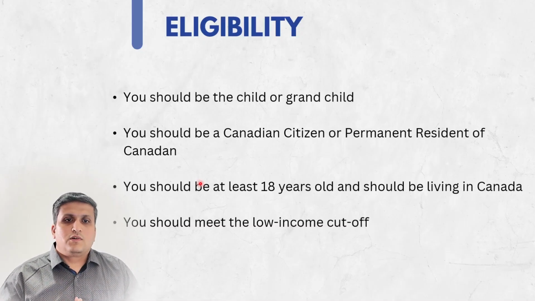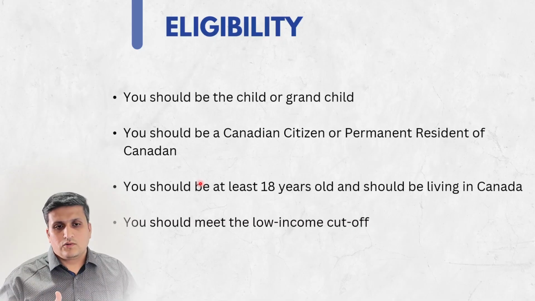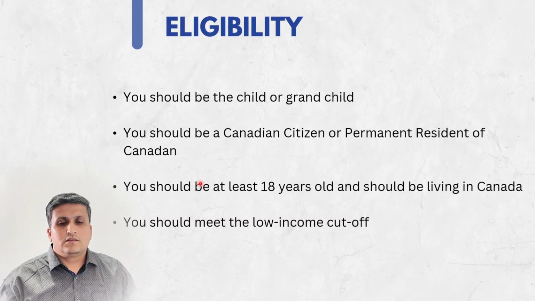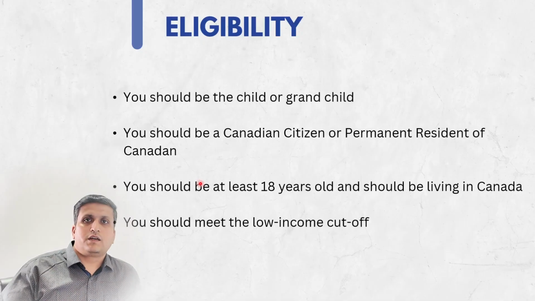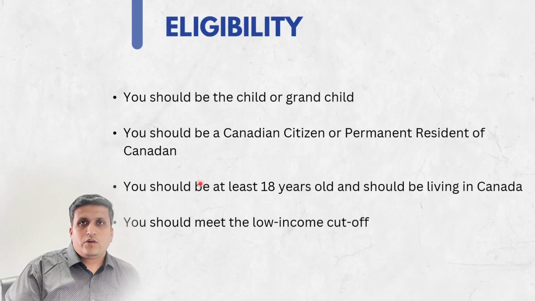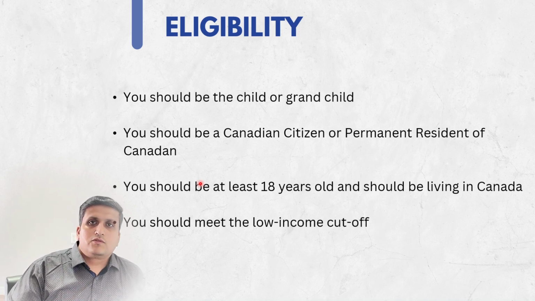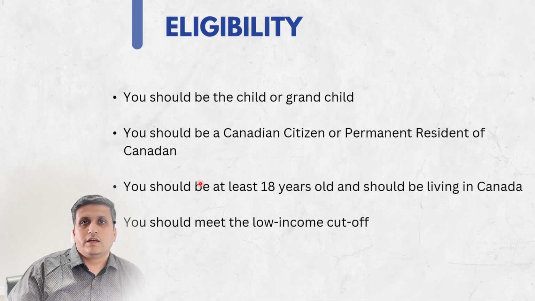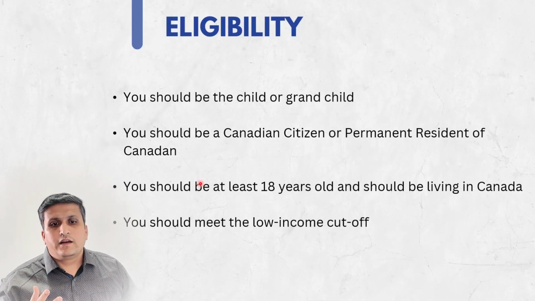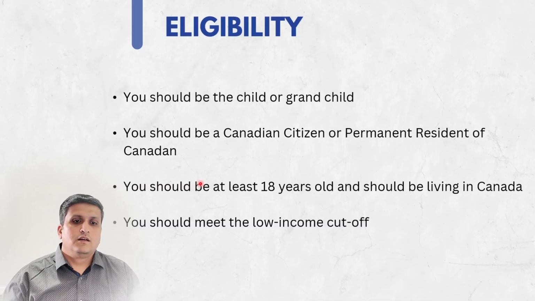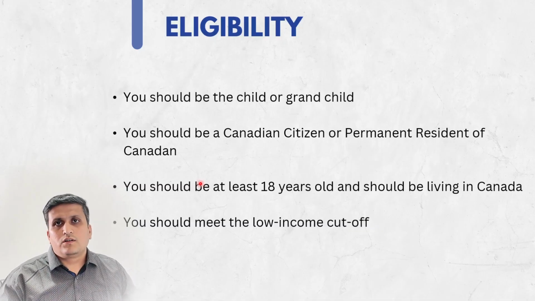In contrast to the normal visitor visa application, to apply for Super Visa, you have to meet certain eligibility criteria. The first is you should be a child or grandchild of the person for whom you are applying. The second criterion is you should be a Canadian citizen or a permanent resident of Canada. You cannot apply for Super Visa if you are on a temporary status in Canada. The third criterion is you should be at least 18 years old and you should be living in Canada. And the fourth, and one of the most important criteria, is you should meet the low income cutoff.